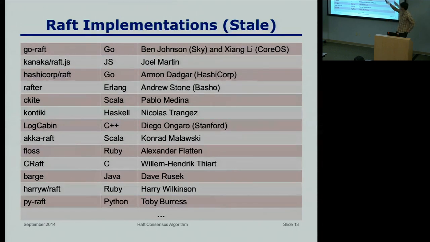And you can see these are in a wide variety of languages. I think that's because the people doing it in their spare time pick their new favorite language to use. Some of these, like Go Raft, are libraries. Some of them, like LogCabin, which is my implementation in C++, are full-blown network services.